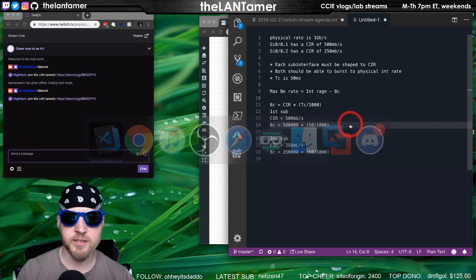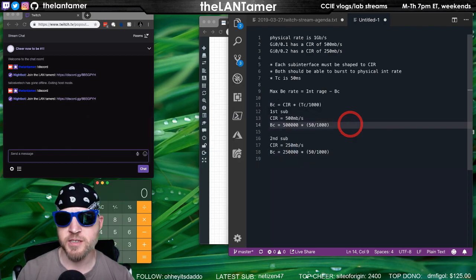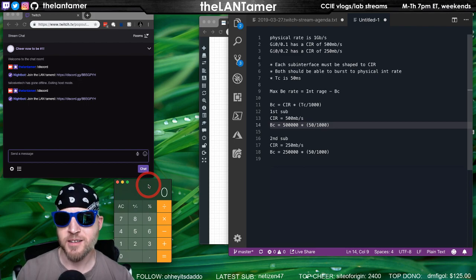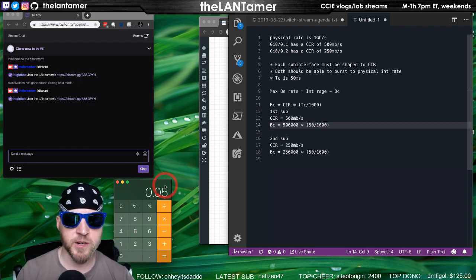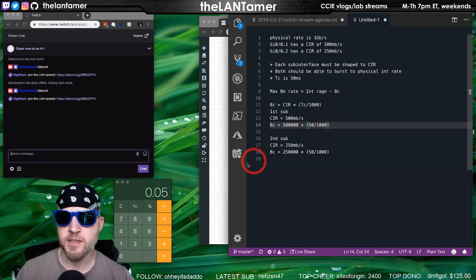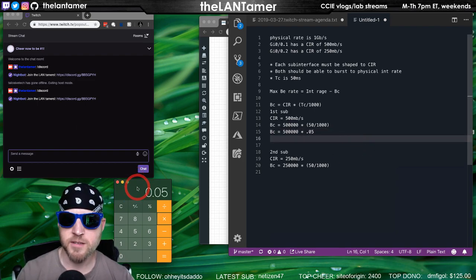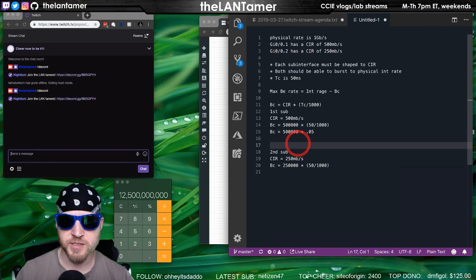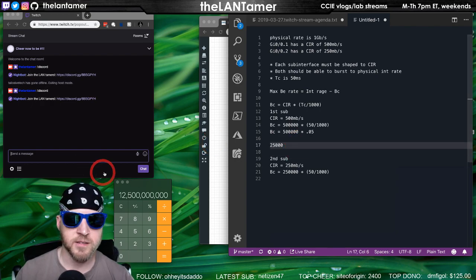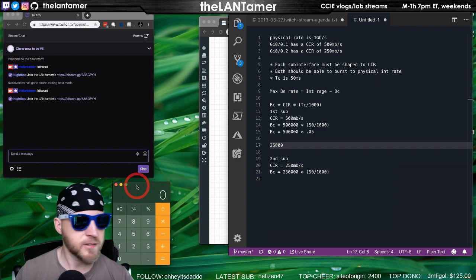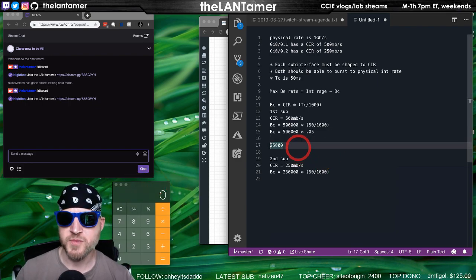So let's go to our trusty calculator. 50 divided by 1,000, we already know what that is, right? 0.05. So basically we take 500,000 times 0.05. 25,000 bits. Oops, I don't know what I just did. Some function that I would never use a calculator for, but apparently is the default. So our BC is 25,000.